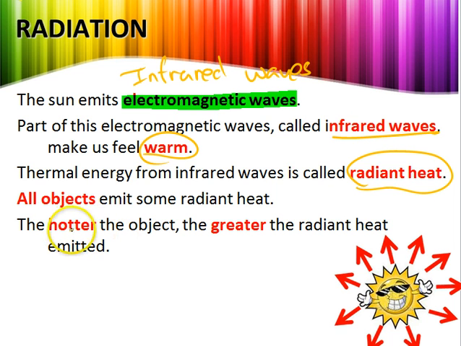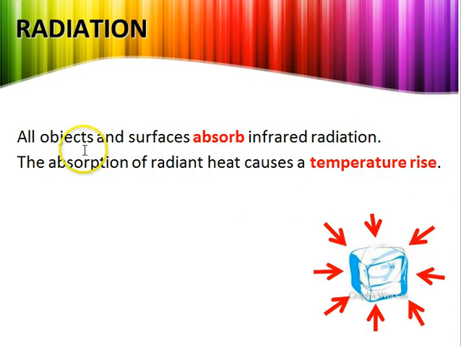Now, one interesting thing here is that the hotter the object, the greater the radiant heat emitted. So the sun is very hot, so a lot of radiant heat is emitted. And obviously all objects and surfaces absorb infrared radiation, and this absorption causes the temperature to rise.